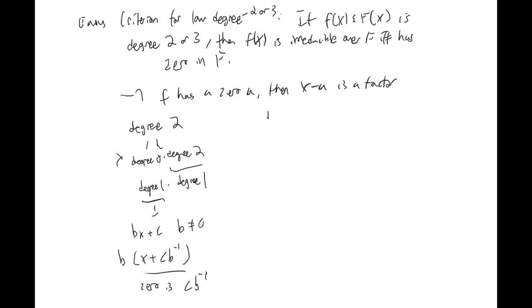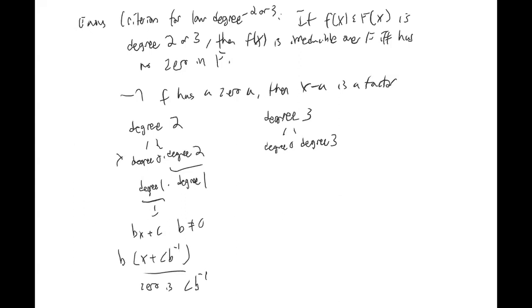Okay, so same for degree 3. Degree 3, you have 3 choices. You have degree 0 and degree 3, but this would mean it's not a real factorization. Sorry, no wonder I look a bit confused. The statement is: it's irreducible if it has no 0 in F, or else it's reducible. I don't know why I was so confused. The statement just didn't look right.